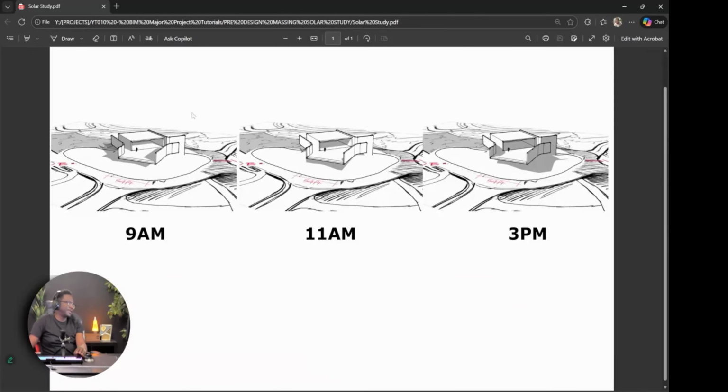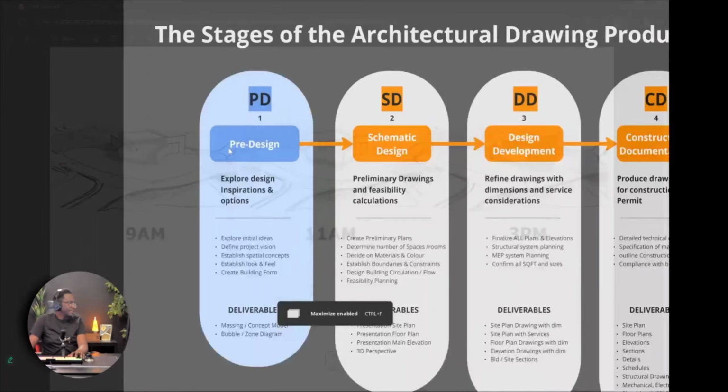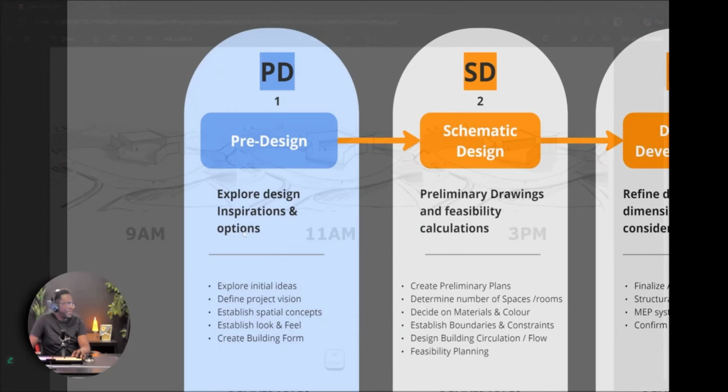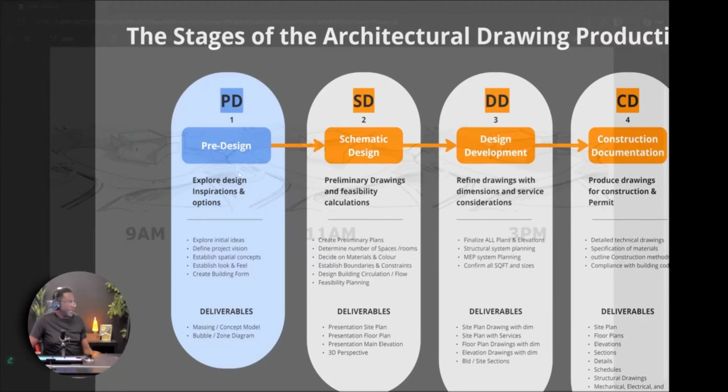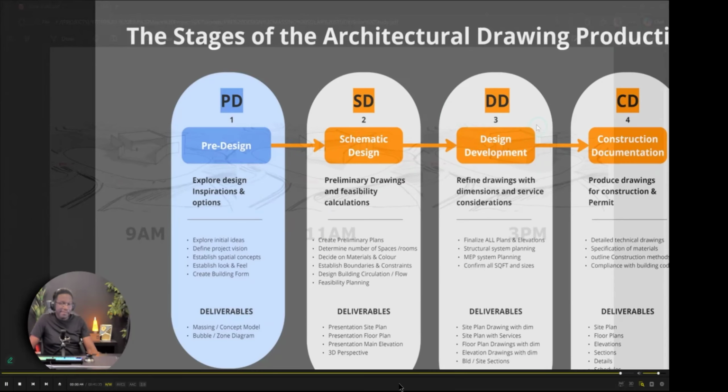So this is an example of doing a quick solar study from your massing model. Now this represented a part of what we would do in pre-design, right? Things like sketching, doing massing models, doing solar studies. At this stage of the design, this is where we would explore these things. Now, what we're going to do next is move into our schematic design and design development.